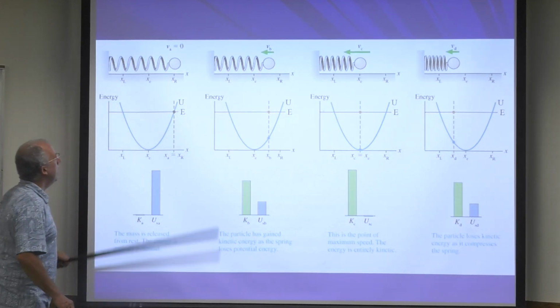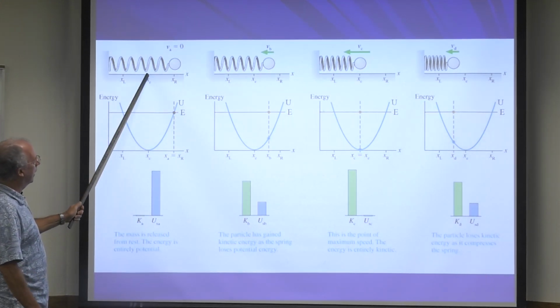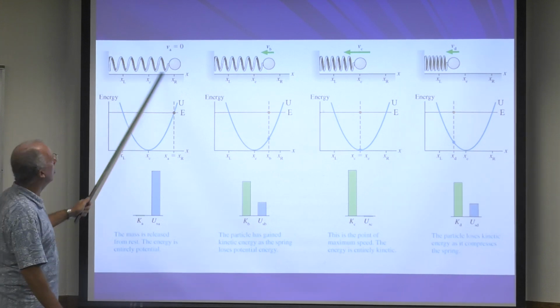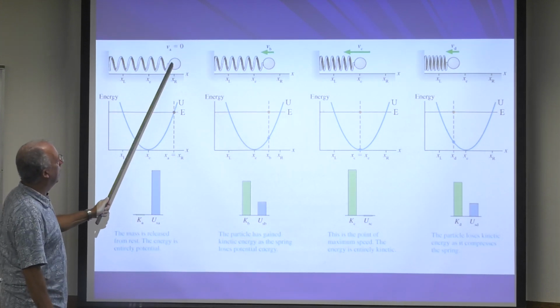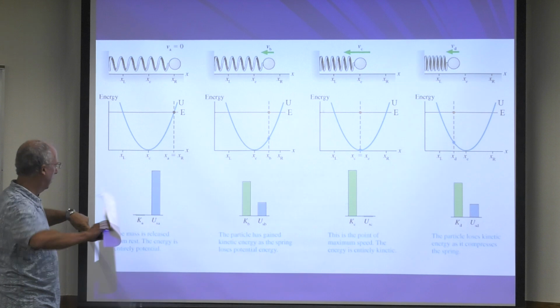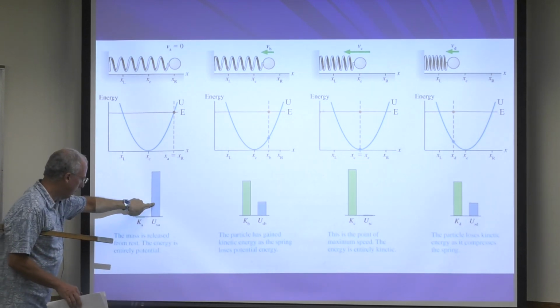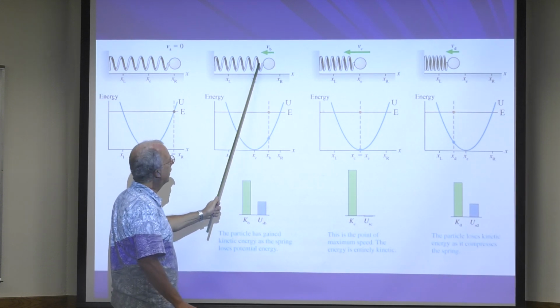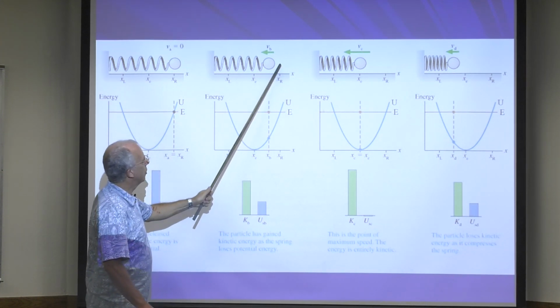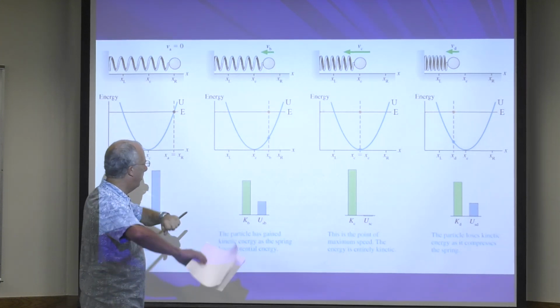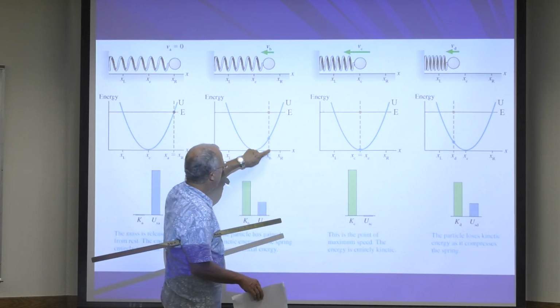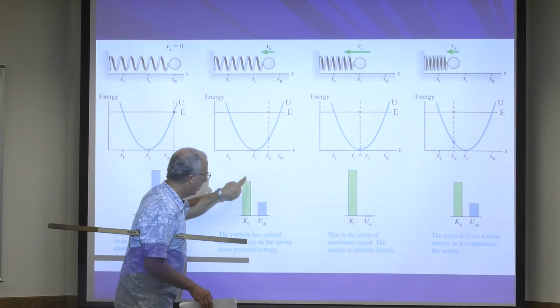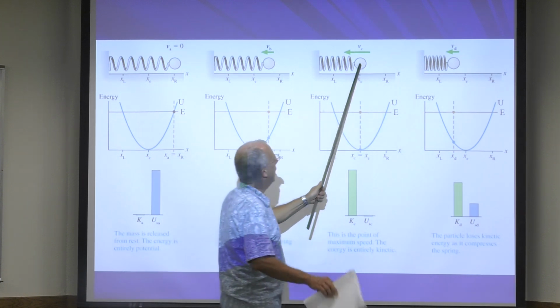Okay, so here, that's x equals 0, or the equilibrium point. I pull it here to the amplitude. It has no kinetic energy, all potential, right? Then I let go. It starts moving to the left. So the potential energy is getting smaller. The kinetic energy is getting bigger, right? So here's the potential energy, here's kinetic. Potential, kinetic.